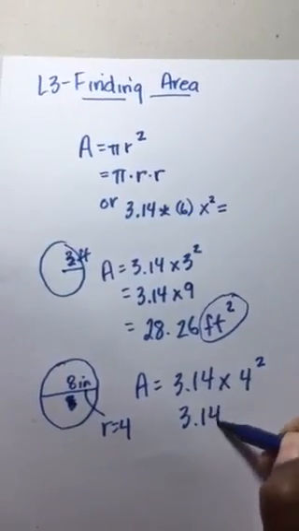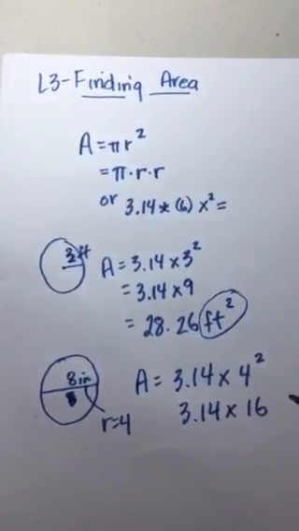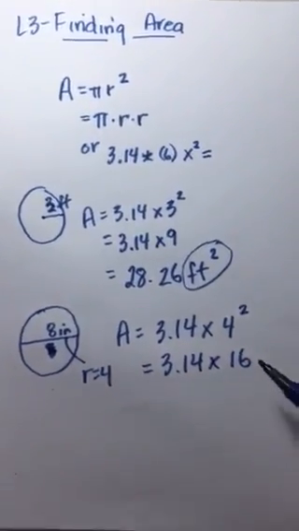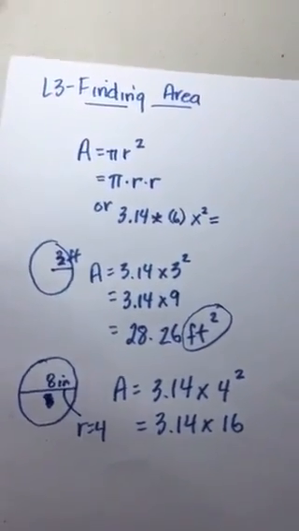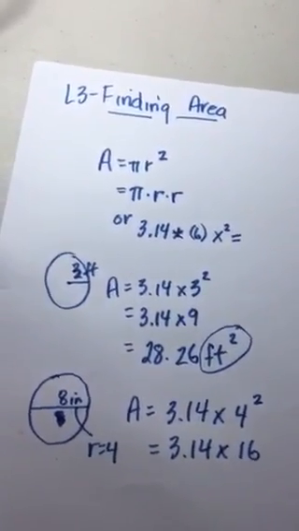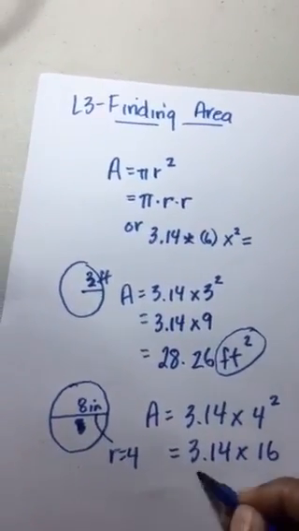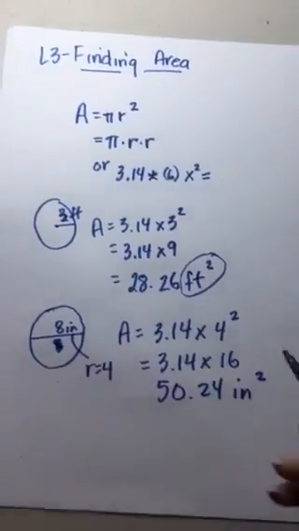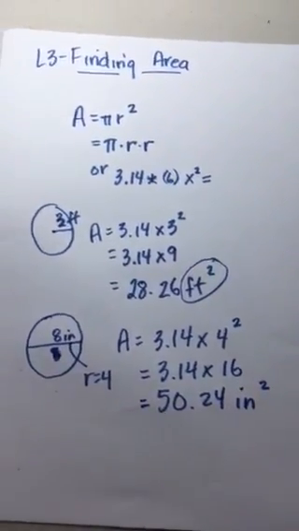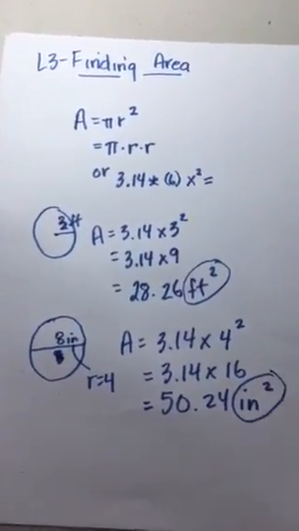3.14 times 4 squared is 16. It is not 8. Some of you are making this mistake. 4 squared is 16. 3.14 times 16 equals 50.24, and you must put the inches squared. All right? Don't forget this inches squared.